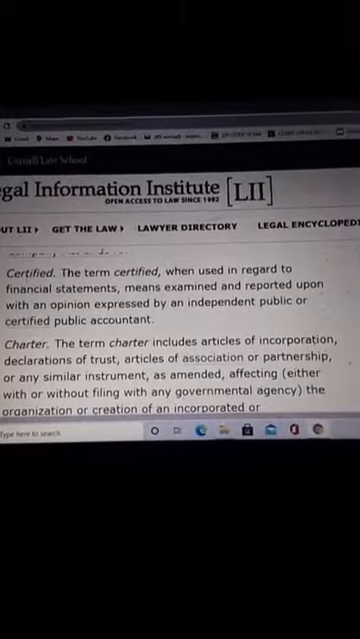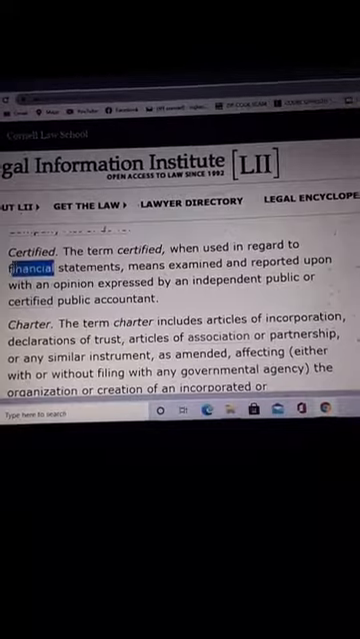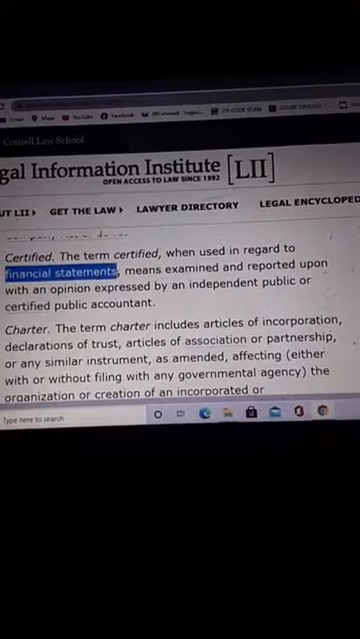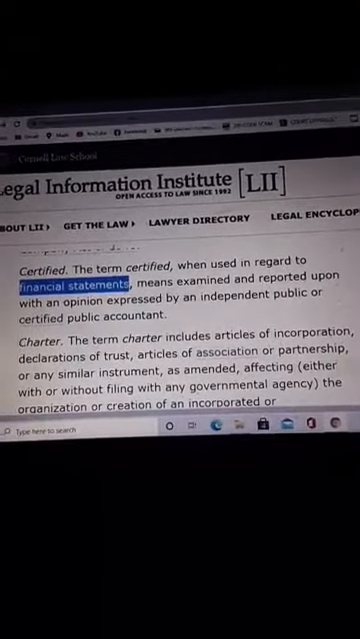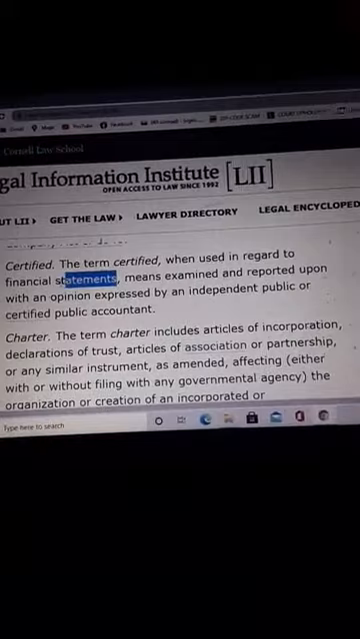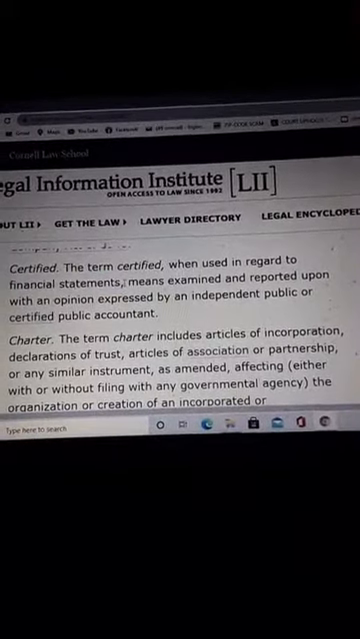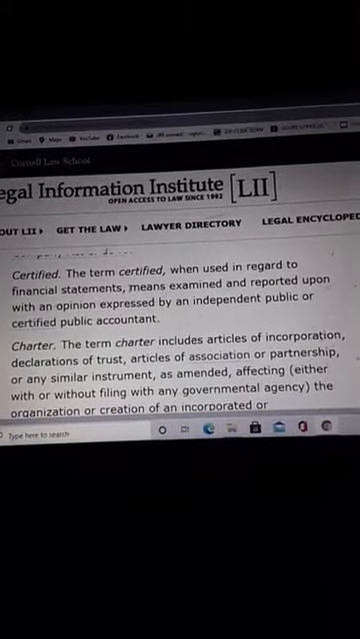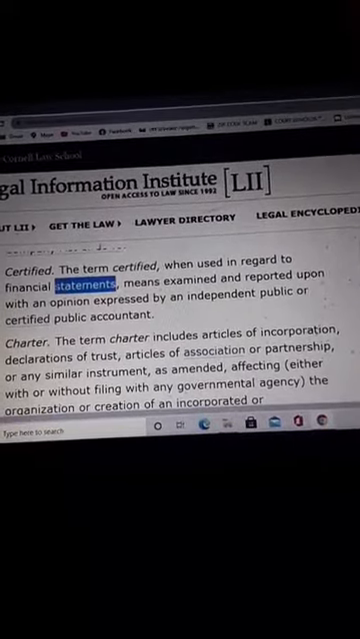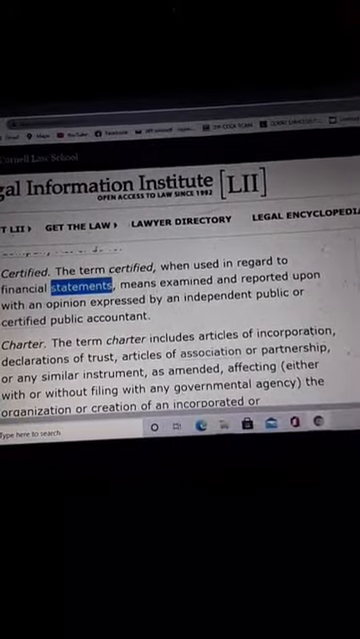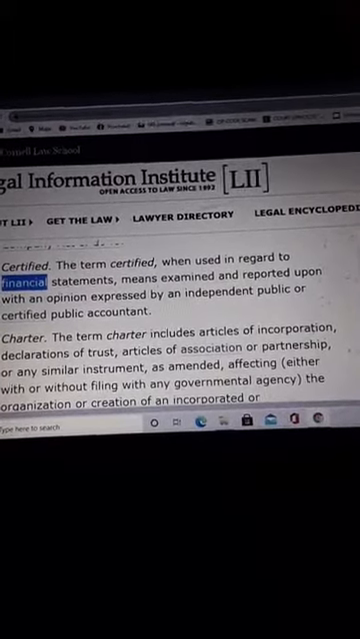Certified. The term certified, when used in regard to financial statements. The hospital statement of live birth is said financial statement, where it is converted from a document and certified by the county registrar, the keeper of the record. He is the one that certified a statement by somebody else, and by his certifying it, monetized it for the financial use.